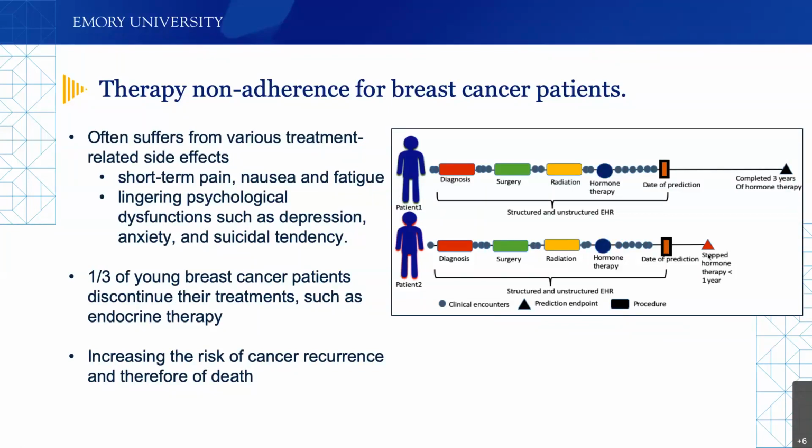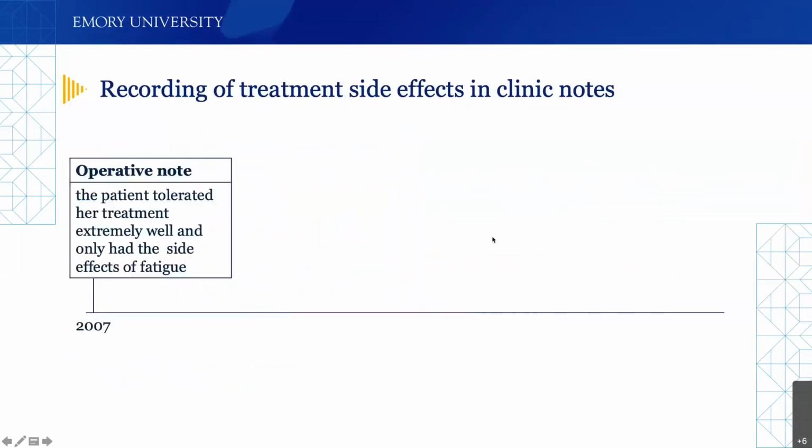But when we analyzed why patients are dropping from the therapy, it seems there are a lot of side effects of this hormone therapy. For example, short-term pain, nausea, fatigue, and mental dysfunction like depression, anxiety, and suicidal tendency, and those are very rarely recorded in clinic notes. So we started looking at the data from one single patient. The patient has a first operative note in 2007, and the operative note says that the patient tolerated their treatment extremely well and only had the side effect of fatigue.